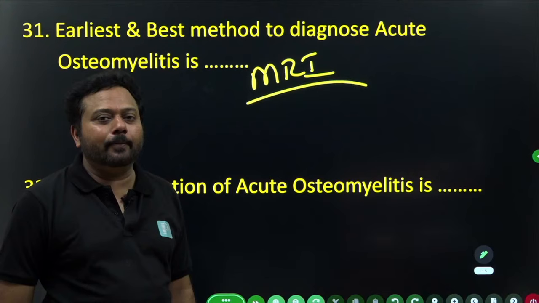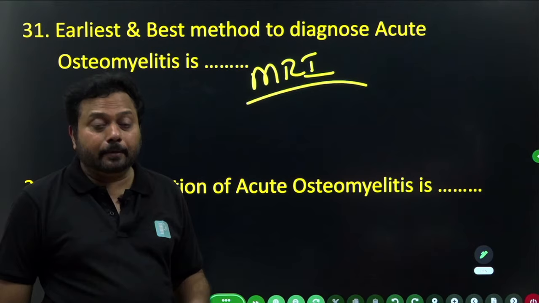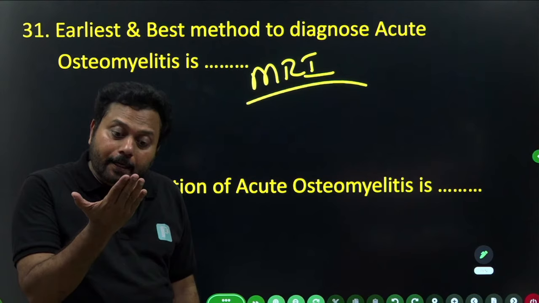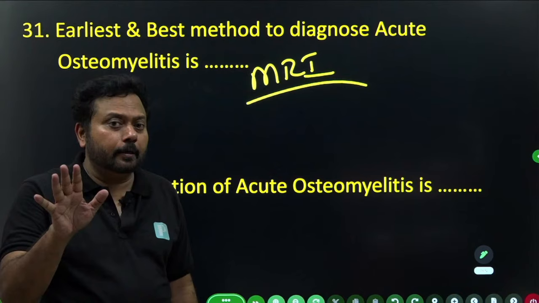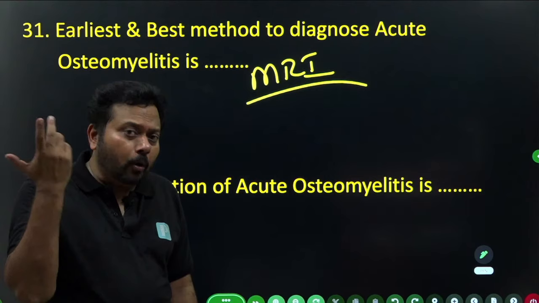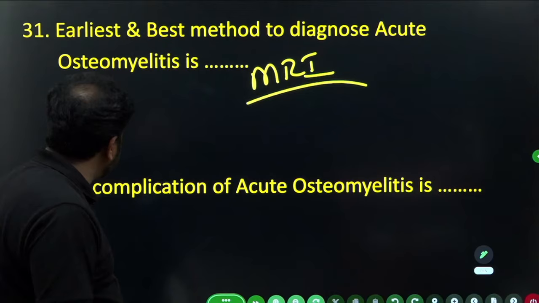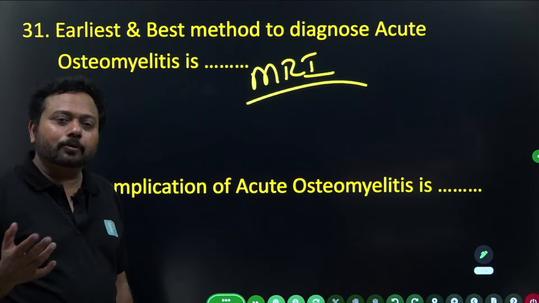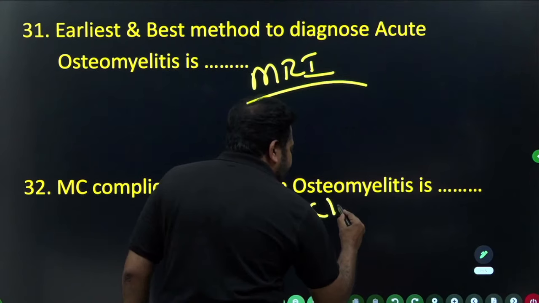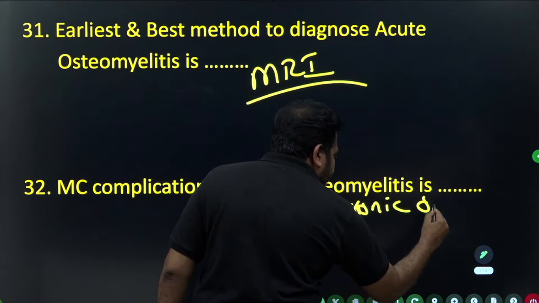Even before MRI, the method is directly putting in a needle, aspirating the pus and seeing direct visualization of pus. Since it's an invasive method, we won't do that. Already you are suspecting an infection; why would you poke with a needle and provoke the infection? So MRI is the answer in our paper. Most common complication of acute osteomyelitis is chronic osteomyelitis. This is a catchy question.